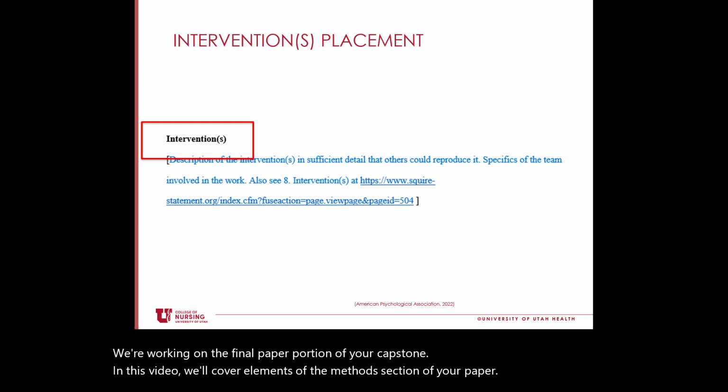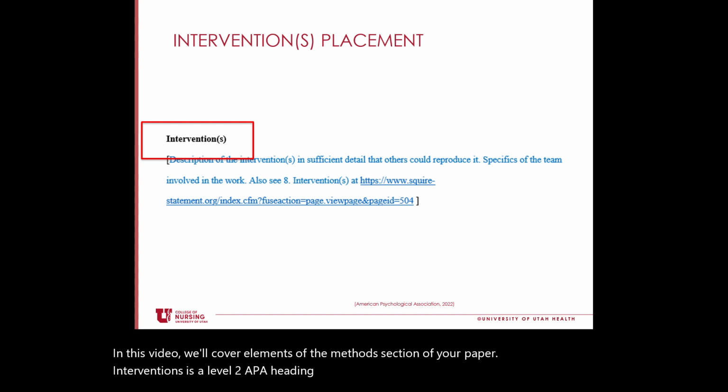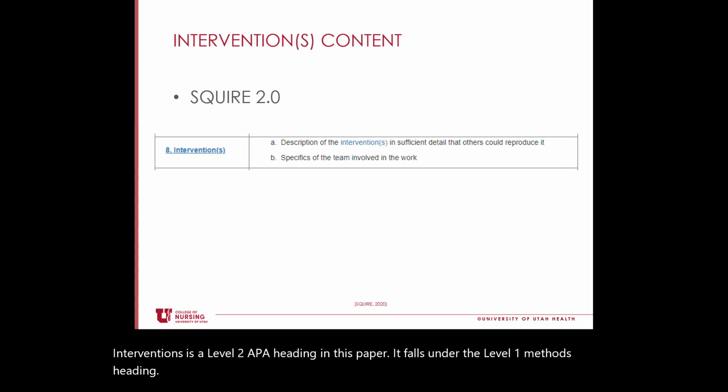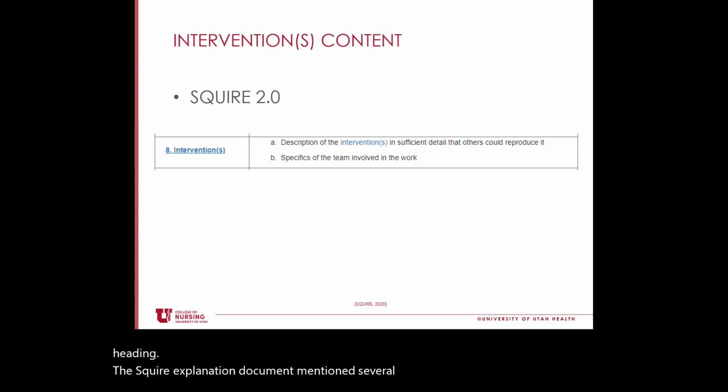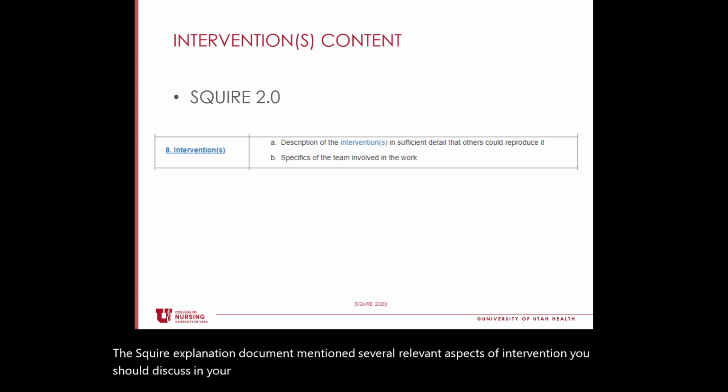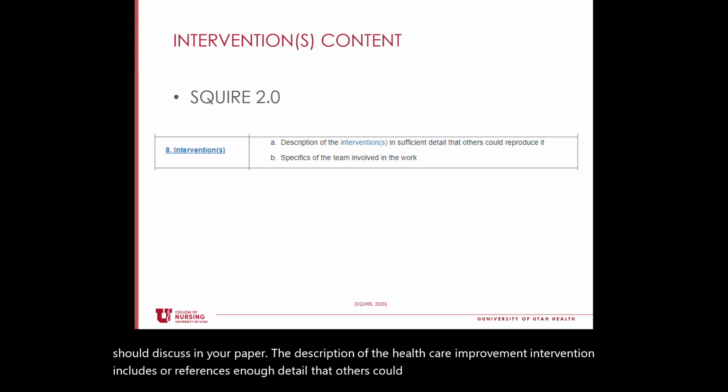Interventions is a level 2 APA heading in this paper. It falls under the level 1 methods heading. The Squire explanation document mentions several relevant aspects of intervention you should discuss in your paper. The description of the healthcare improvement intervention includes or references enough detail that others could reproduce it.